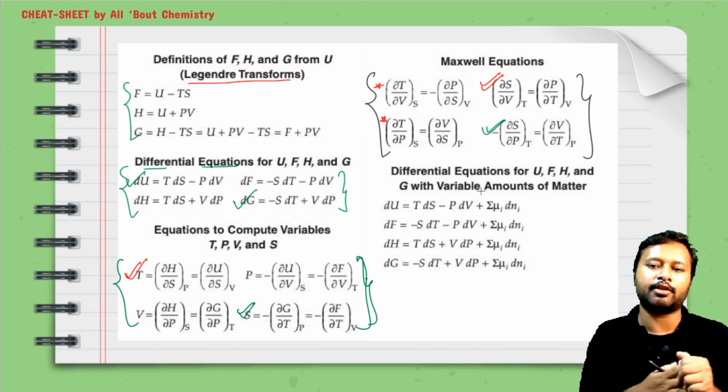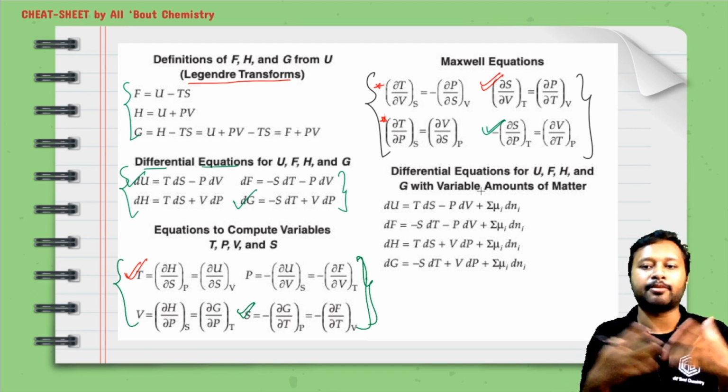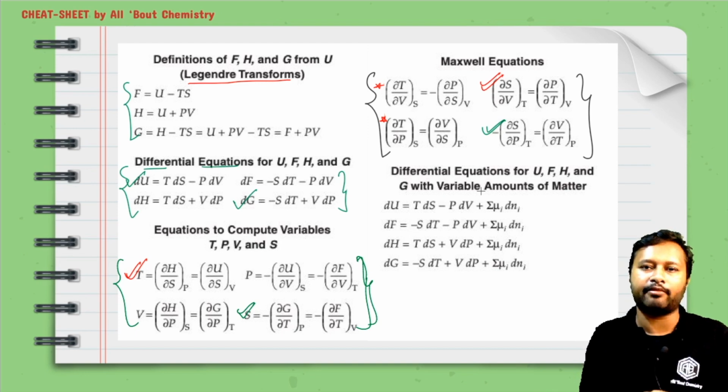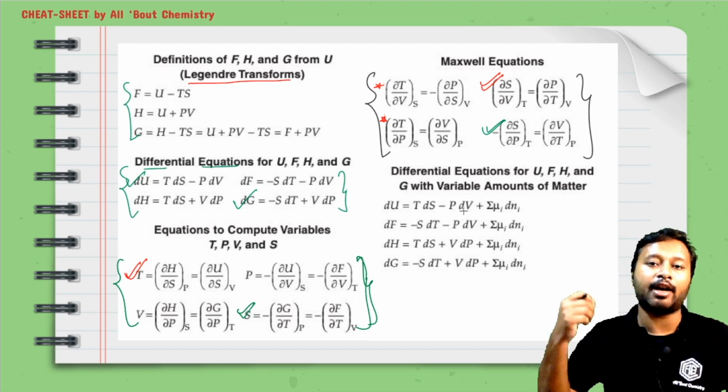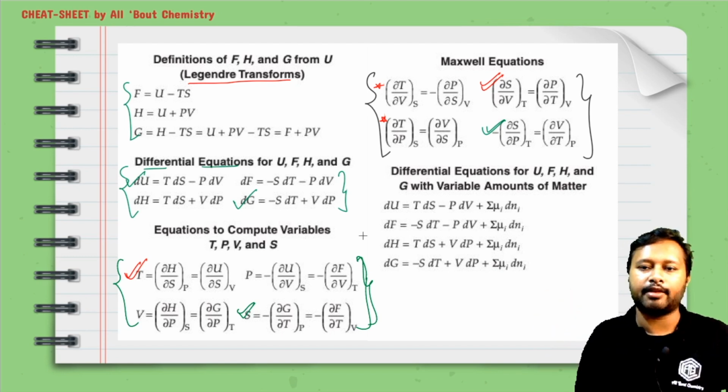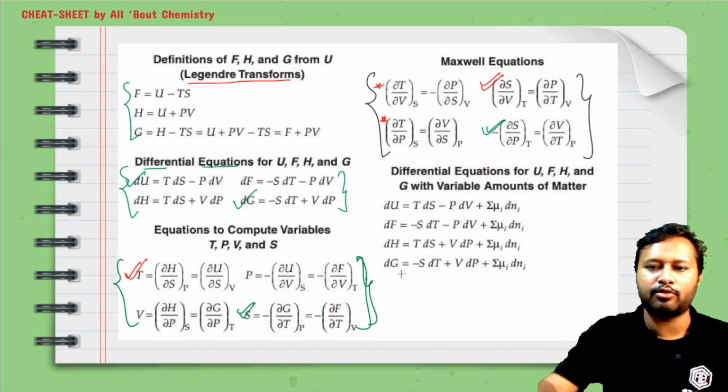This is where your Gibbs-Duhem equation comes into play, where your chemical potential comes into play. Here mu i is the chemical potential of the ith particle. Let's look at it. What you have to do in these equations, you have just understood how to find the differential equation. I have done these two. I'll just quickly do it for dH, just for the sake of the video, so that you understand it once again, and then I will show you how to do this part.